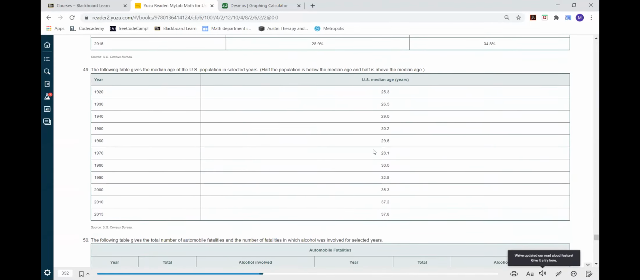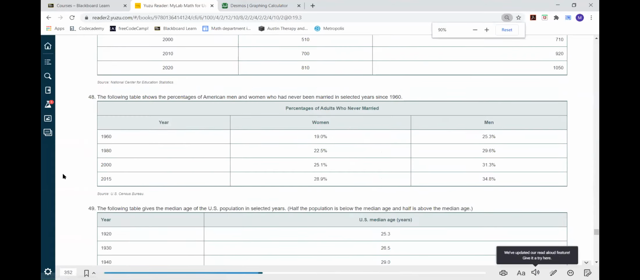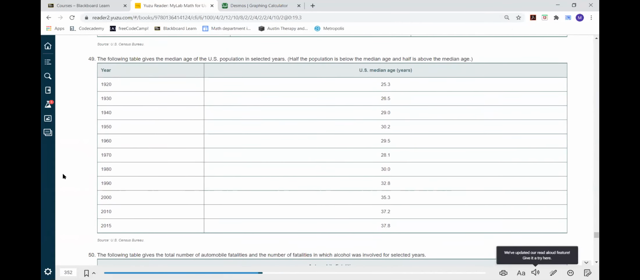So in 49, they're giving us this table. They're giving us the year, and they're giving us the mean age in years. So there's probably really one way you want to plot this thing. Or there's one way I would think, probably. So I want you to plot this. How would you plot this, I guess is my question. I'll probably do a line graph, since it says that half of the population is below the median age and half is above. Yeah, a line graph would be perfect for this. So do a line graph for this.